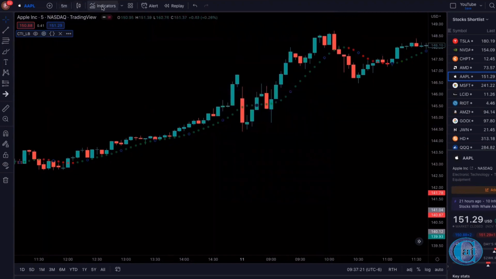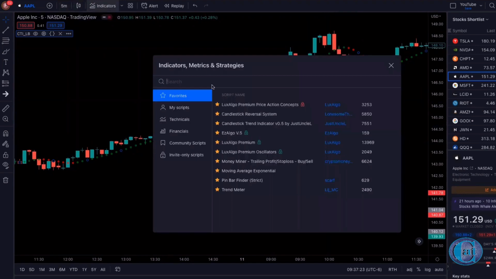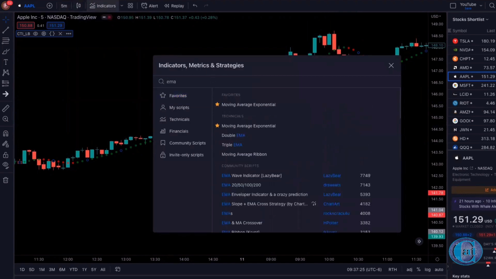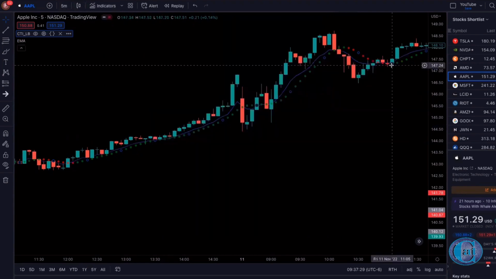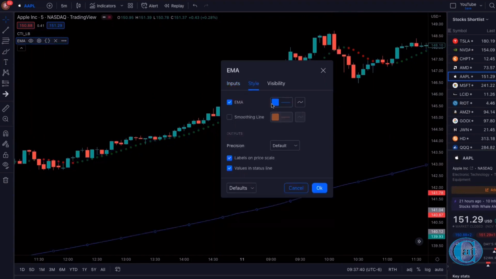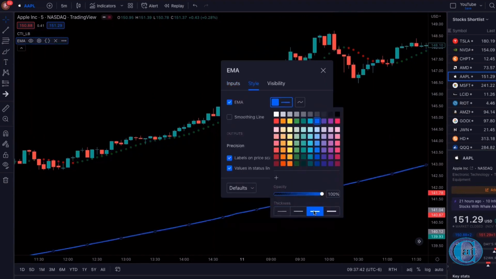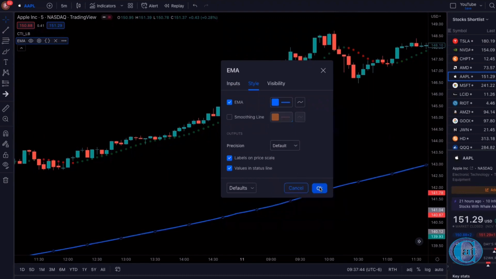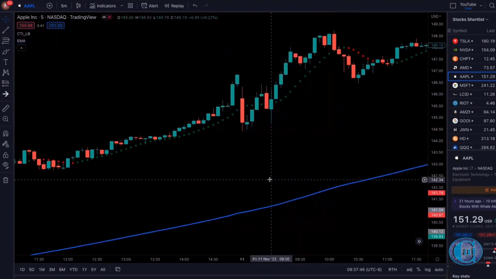And then the next indicator that we're going to add is going to be the exponential moving average. All right, the EMA. Let's make some changes to that as well. Go into settings right here. We're going to make this a 200 length EMA so we can get the long-term trend. And in the styles, I'm just going to make this a little bit thicker so it's a little bit easier to see. Click OK. And your chart's set.